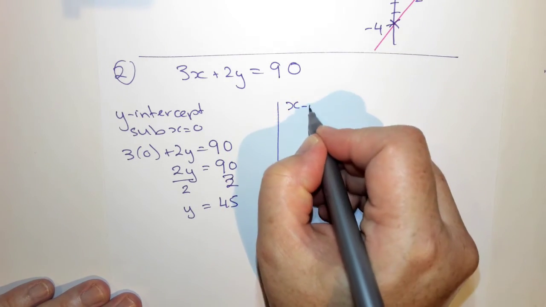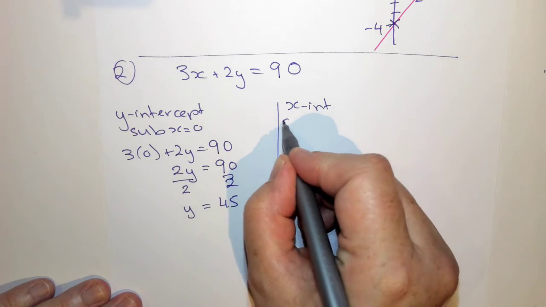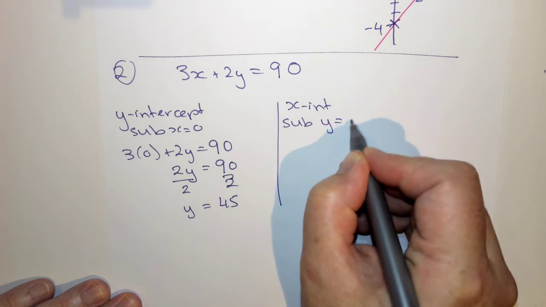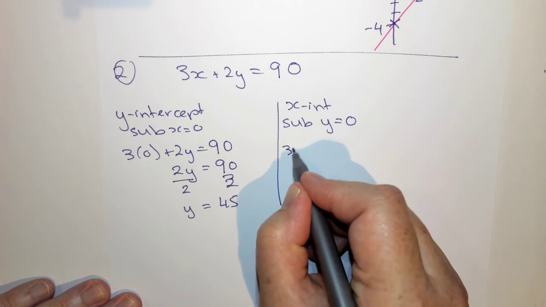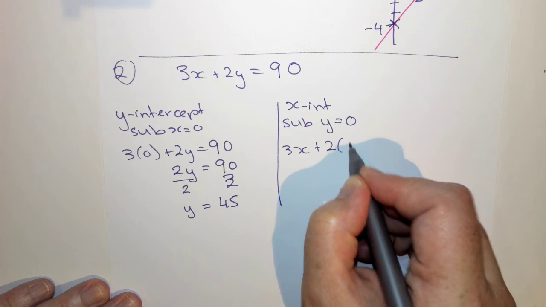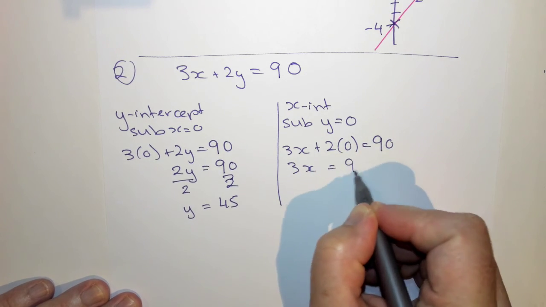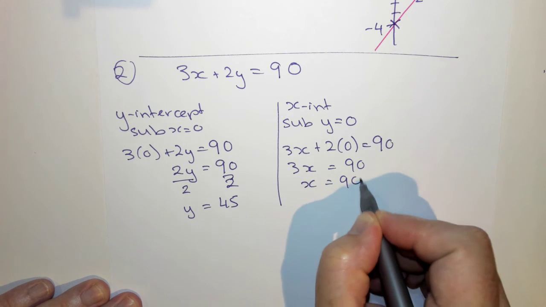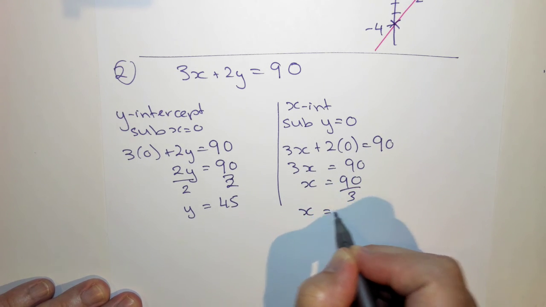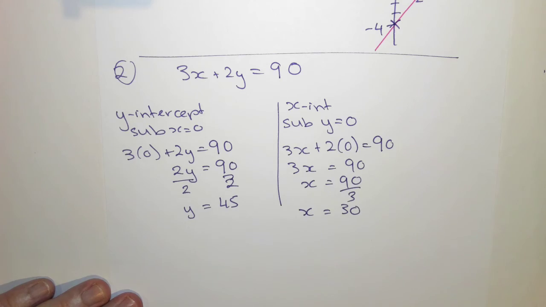Now find my x-intercept, and to do that I need to substitute in y is equal to 0. So 3x plus 2 times 0 is equal to 90, so 3x equals 90, x is equal to 90 over 3, which means x is equal to 30.